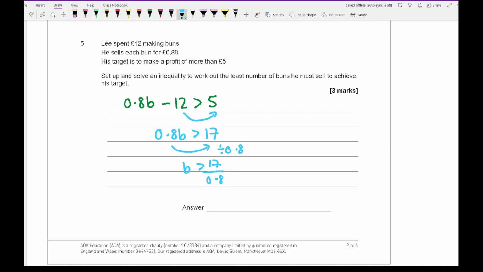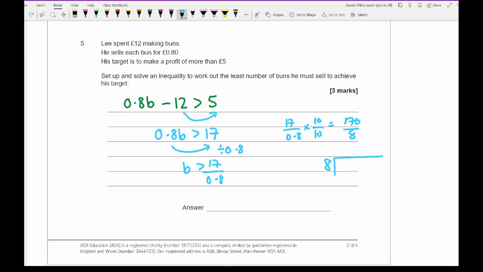Now, obviously, as this is a non-calculator paper, what I then need to do is work that out. So here, if I multiply both sides by 10, so we just do a little bit of working out here. If I multiply that by 10, I get 170 divided by 8.